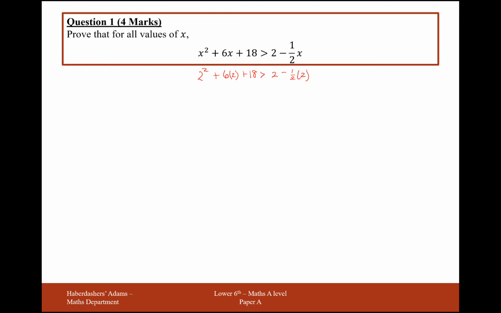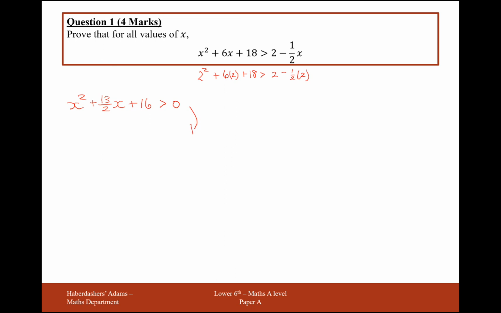What's easier than proving that some expression is greater than some other expression is to prove that something's greater than 0. So what I'm going to do first is move everything from the right onto the left. So x squared, and I'm going to add on half an x, so that will give me 13 over 2, or 6.5. And then I'm going to take away 2 as well, so I'll add 16. And what I need to do now is prove that this is bigger than 0, which is much easier.